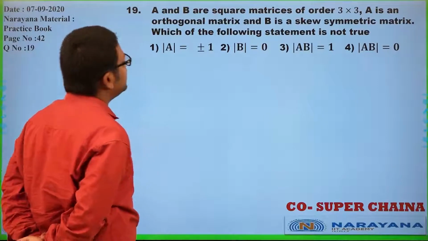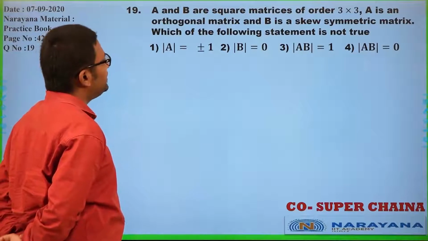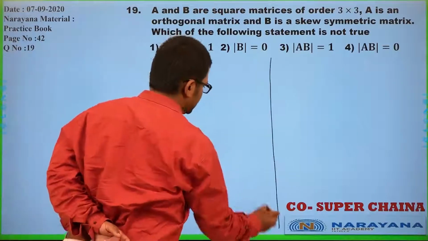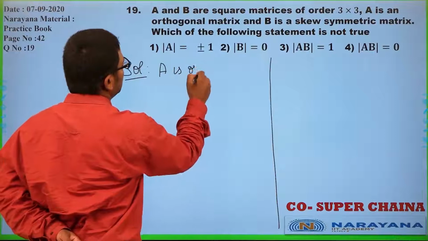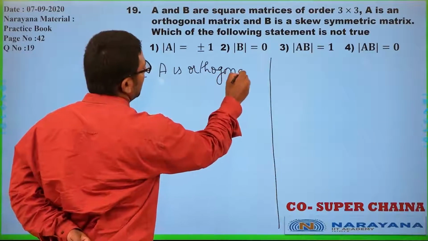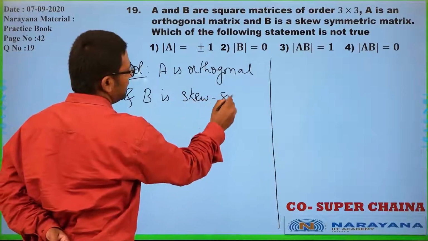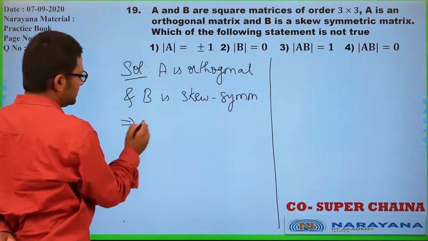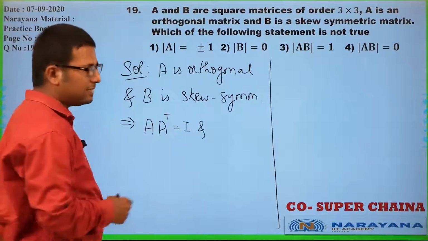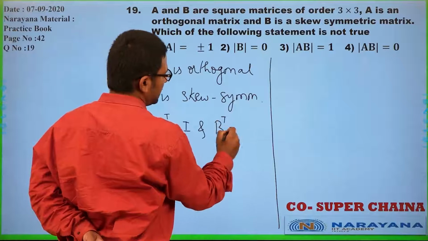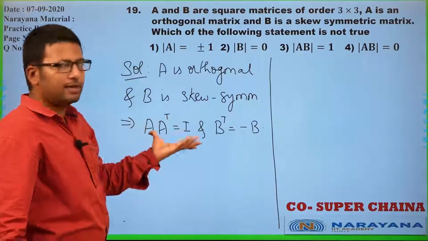A and B are square matrices of order 3 by 3. A is an orthogonal matrix and B is a skew symmetric matrix. Which of the following is not true? Alright. So, we have been told that A is orthogonal and B is skew symmetric. Which means if A is orthogonal, A transpose is I, and if B is skew symmetric, it means B transpose is minus B. Now the options are all in terms of determinants, so let us bring in determinants.